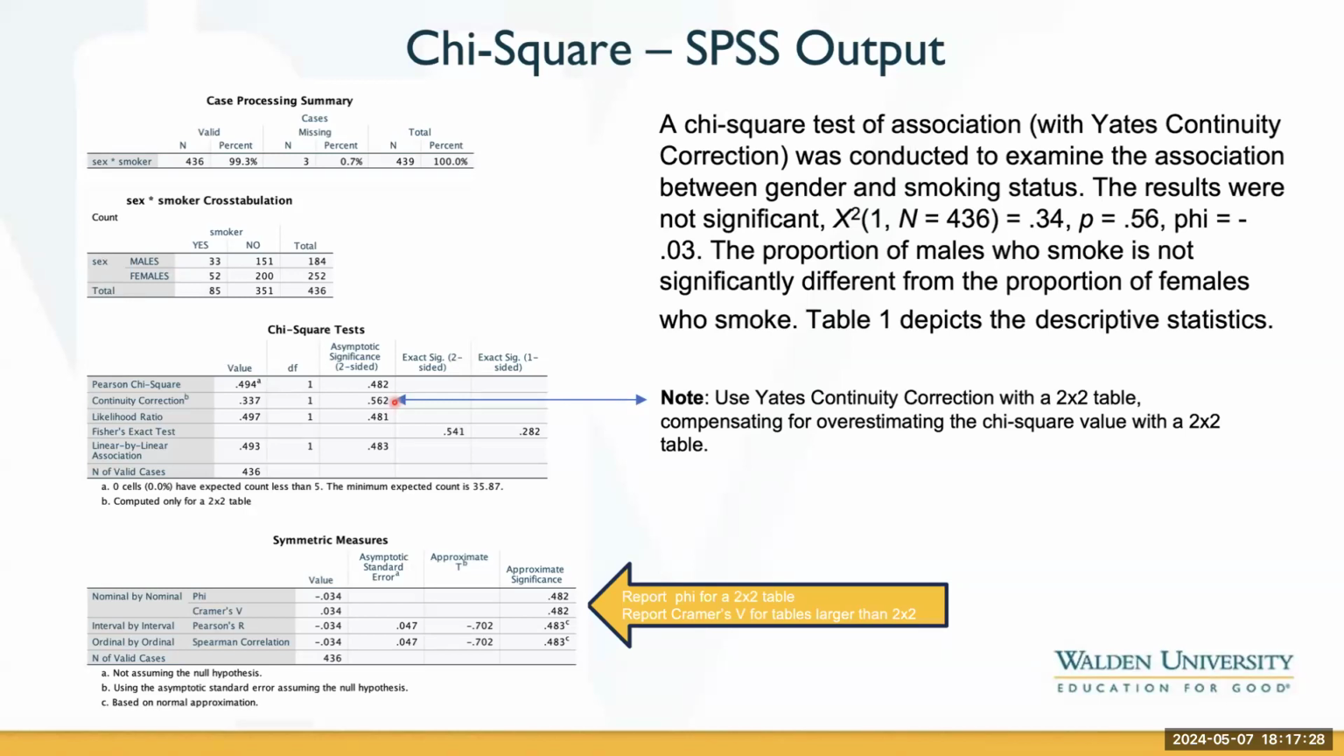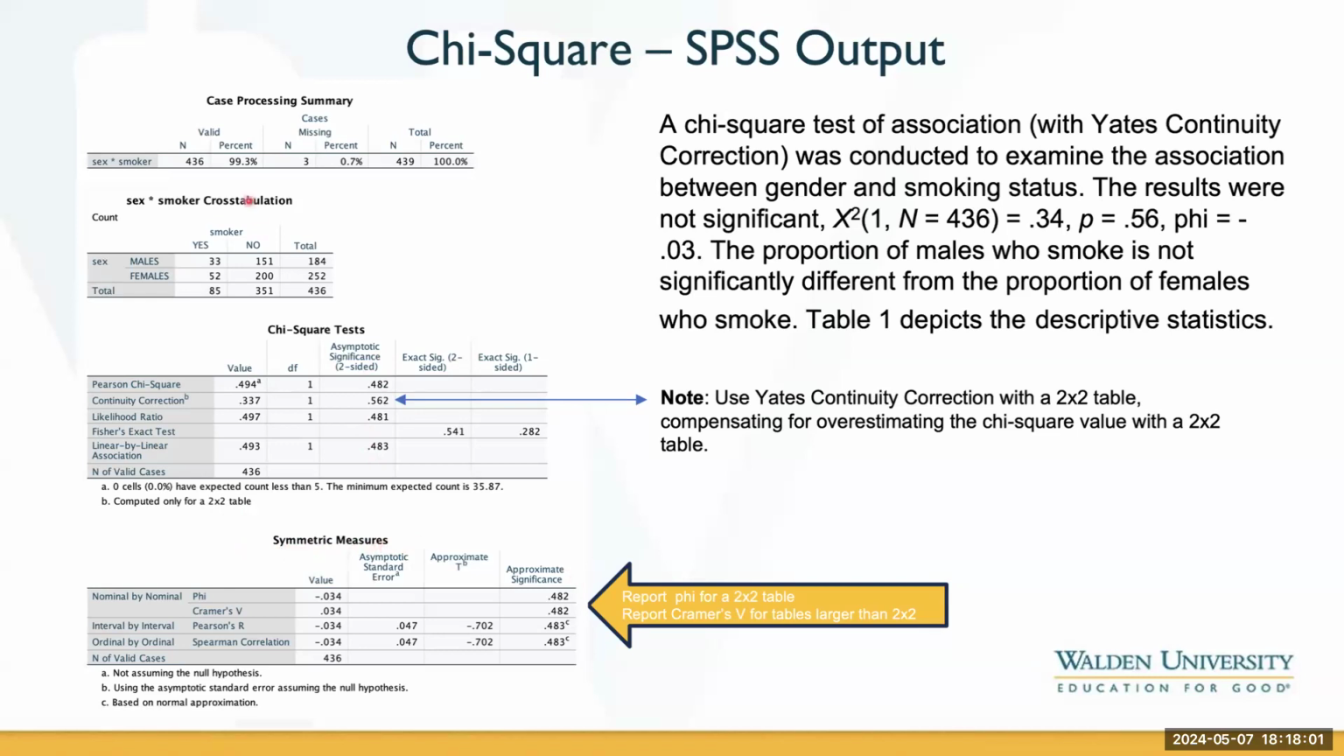So anything larger than a 2x2 table, you would probably use the Pearson's chi-square, okay? But we know we're using a 2x2, so we know we use the continuity correction. It was not significant. As a matter of fact, nothing was significant here if you use any of these other ones, okay? And the effect size is in the symmetric measures, okay?